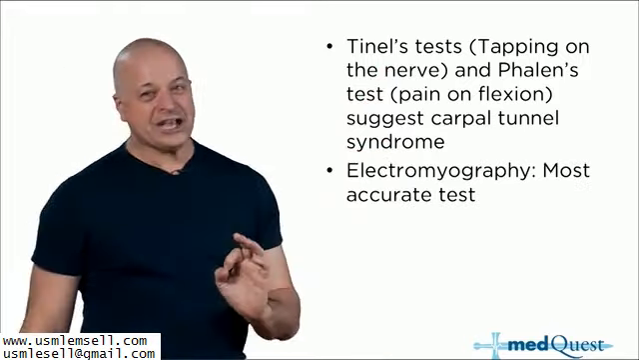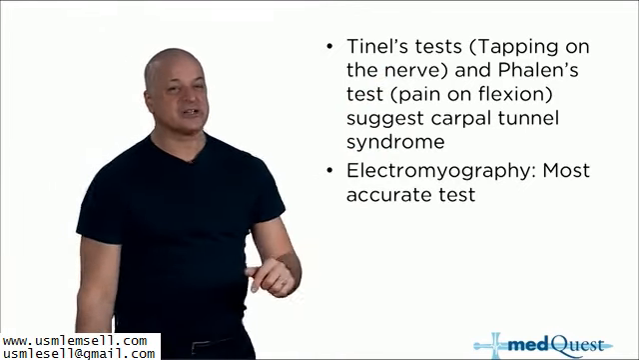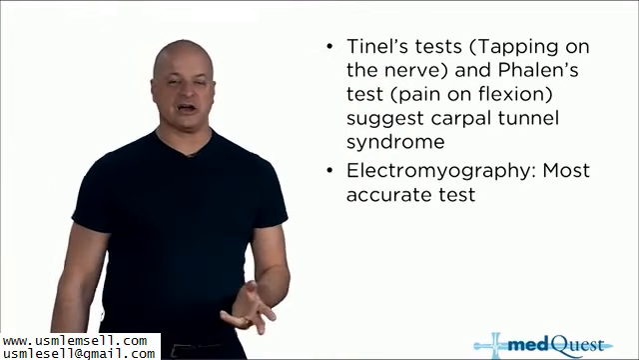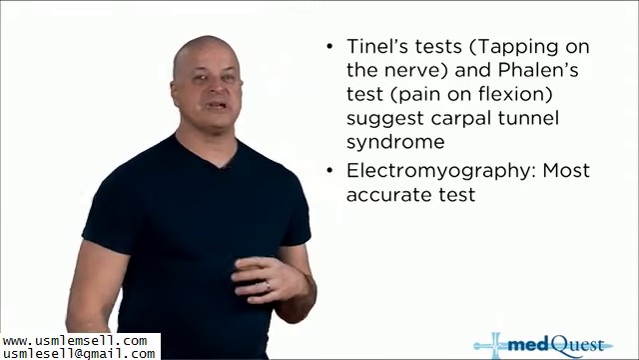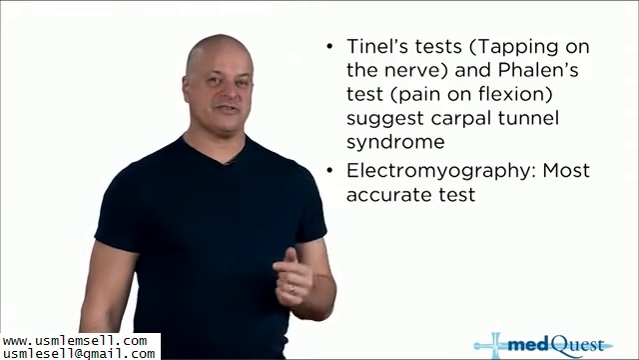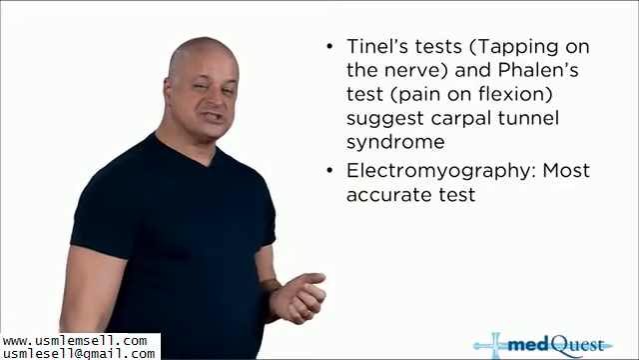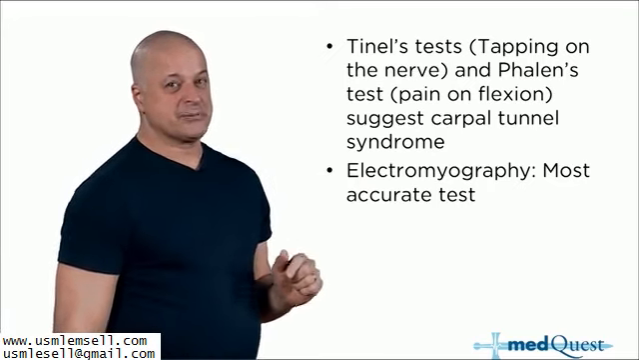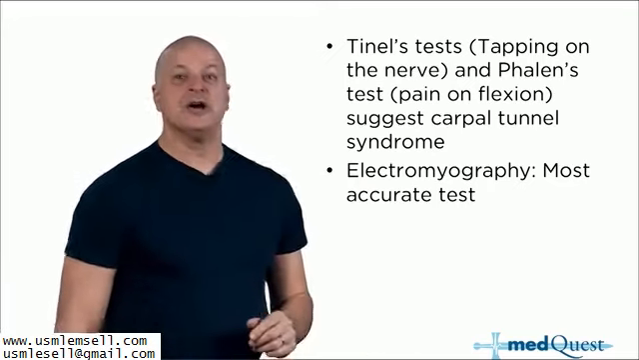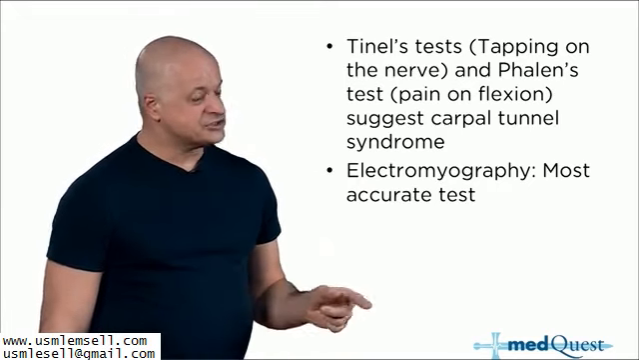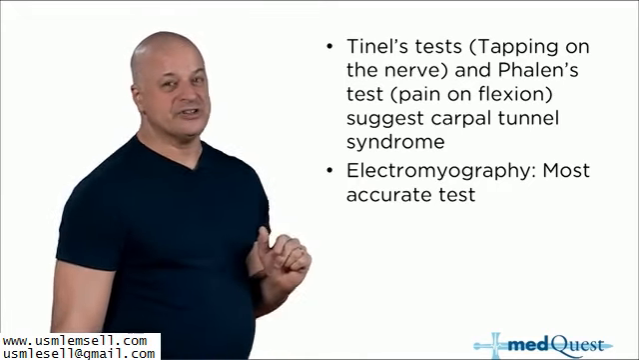Now, the most accurate test, very rarely needed, is electromyography. You want to see if the nerve has been compressed? Electromyography sees if the nerve's been compressed. That's the most accurate of those tests to see if the nerve is being compressed. Not necessary most of the time, but it is the most accurate of those tests.